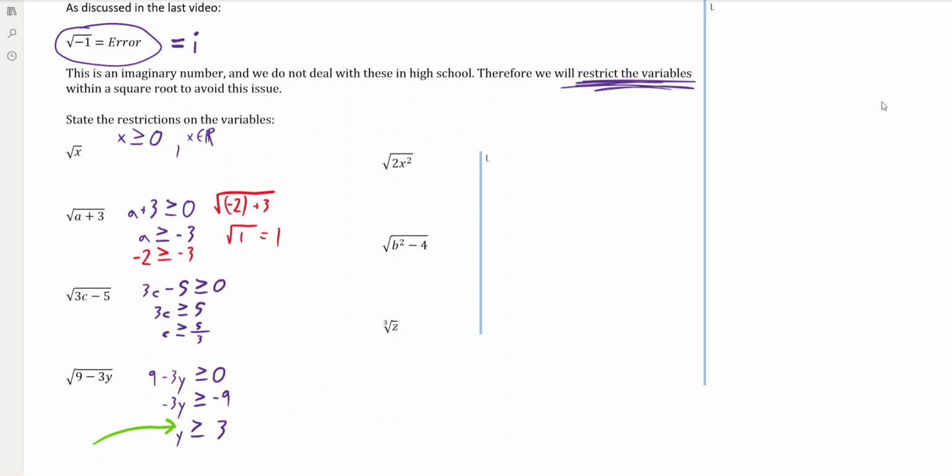Okay? So what's going to have to happen instead is y is less than or equal to 3. So the rule is, if you multiply or divide by a negative, then flip the sign of the inequality.